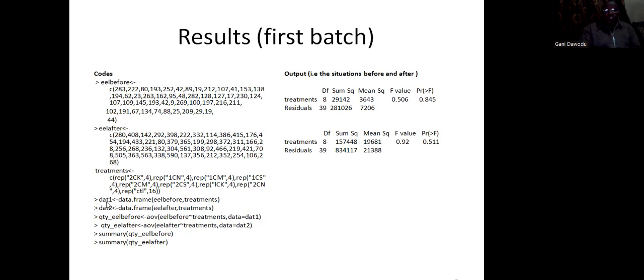You may want to see them, just type data 1 and hit the enter button. It will give you the data for the situation before. And data 2, below, will give you the data for the situation after. Now, I computed the analysis of variance and asked for the summary of the analysis of variance. This is the analysis of variance before, and that's the analysis of variance after.